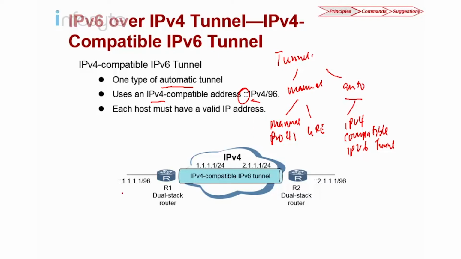As you can see from here, on the left hand side and the right hand side, these are purely IPv4 addresses, but it's using a /96. On the IPv4 facing side, I'm using pure IPv4, which is routable. The bad thing here is that each host must have a valid IP address, and this is ::, so the first 96 bits are all 0. This is something that we seldom see nowadays.